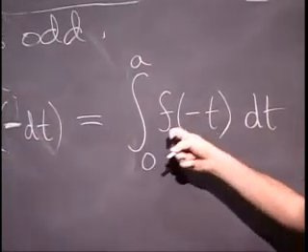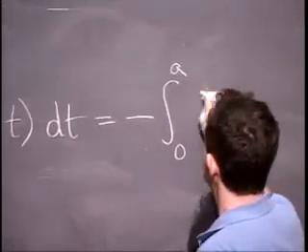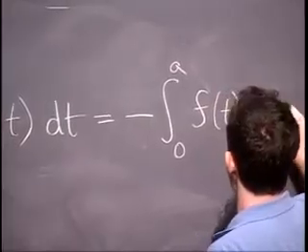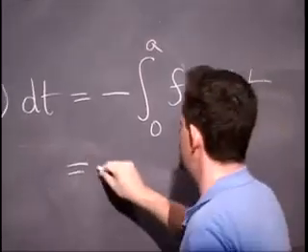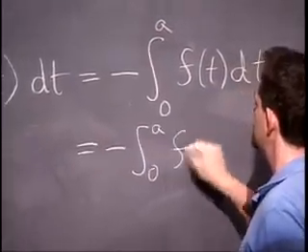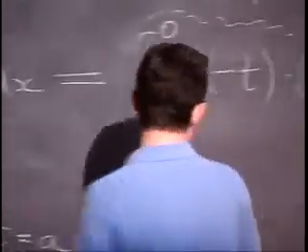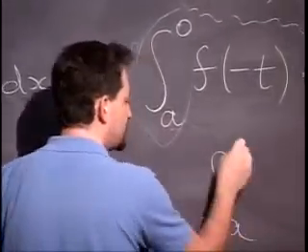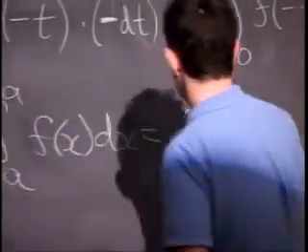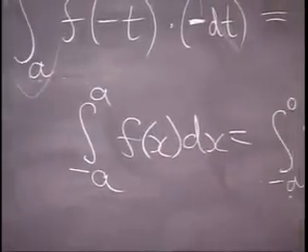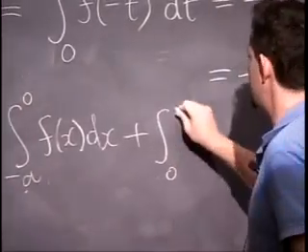f is an odd function, so f of minus t is the same as minus f of t. And I bring the minus outside the integral. And finally, t is just a dummy variable, so after all this magic, I change it back to f of x dx. So, having gotten this formula, I now integrate from minus a to a. I'm just going to split up the integral at 0. So I get minus a to 0, f of x, plus 0 to a, f of x.